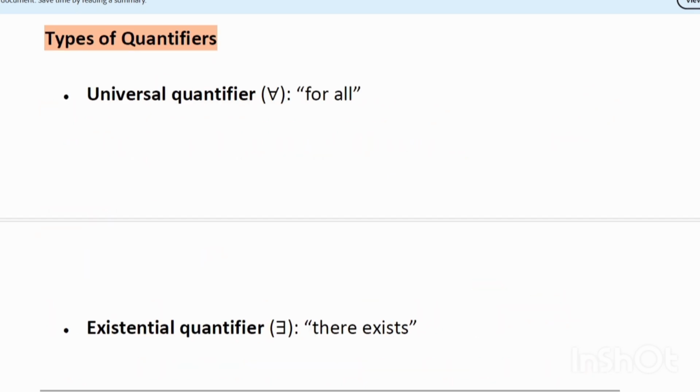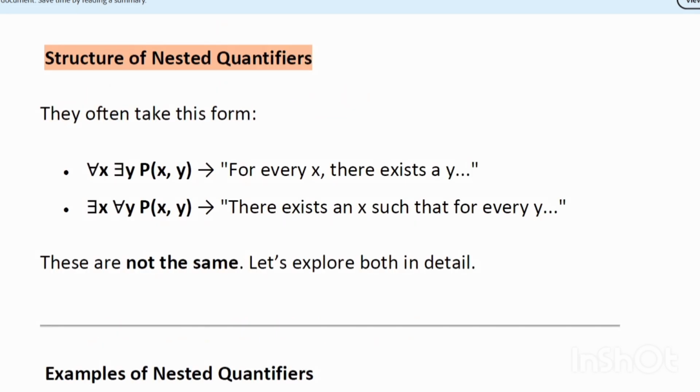As we all know, there are two types of quantifiers: the universal quantifier, "for all", and the existential quantifier, "there exists". Now let's discuss the structure of a nested quantifier. They often take this form. Here "for all" is used, and the existential quantifier. What this means is: for every x, there exists a y.